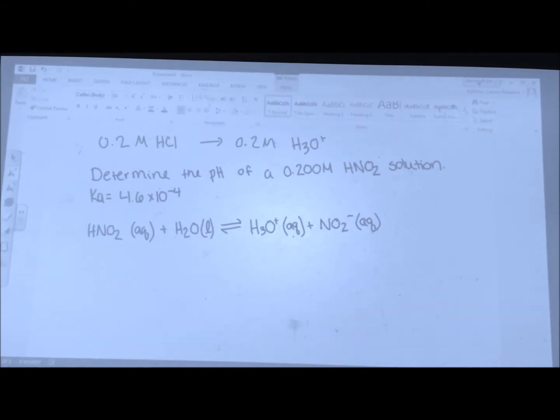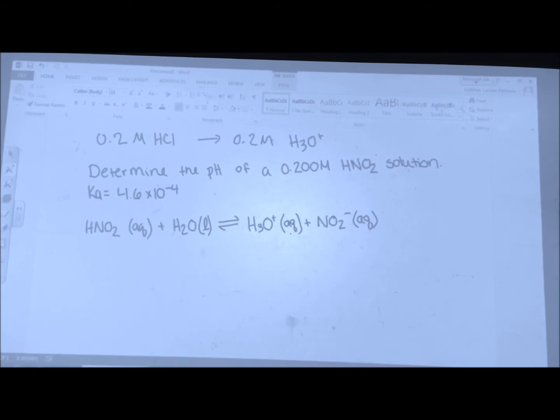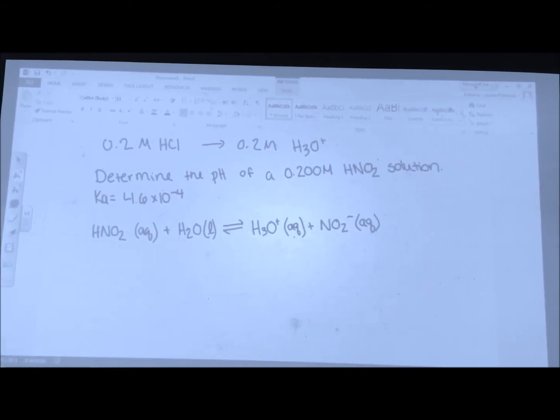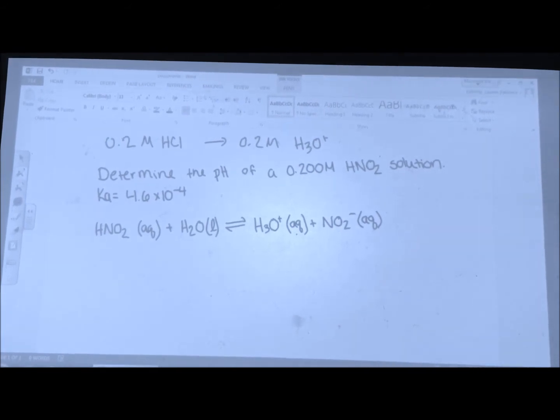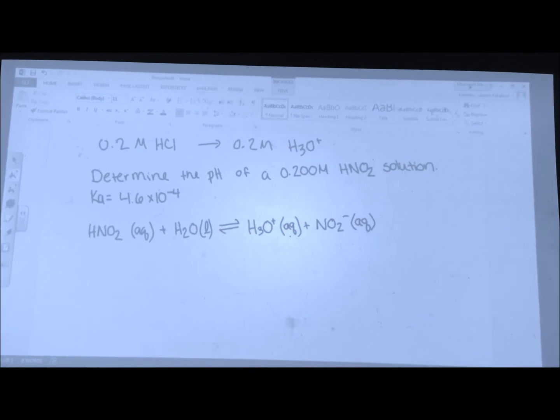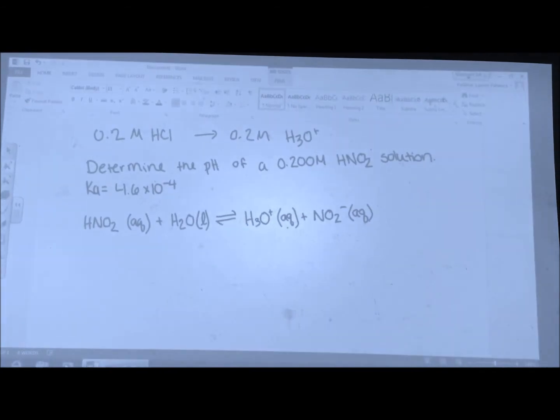First, we must recognize that HNO2 is a weak acid. It is critical that you memorize the list of strong acids in order to differentiate between the two. Now that we have determined this, we can write our equation. HNO2 plus H2O leads to H3O plus NO2 minus.